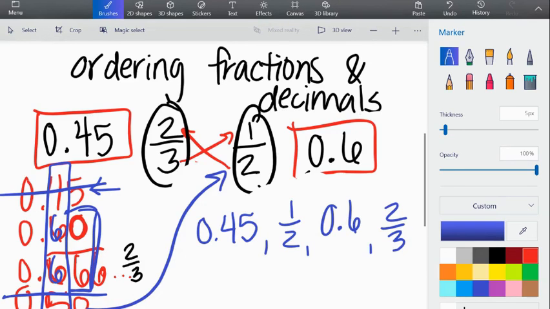So the best strategy to use is to convert fractions into decimals and then compare the decimals by lining up the place values and comparing the tenths place because that is the largest decimal place value. So you will work on this in small group today.